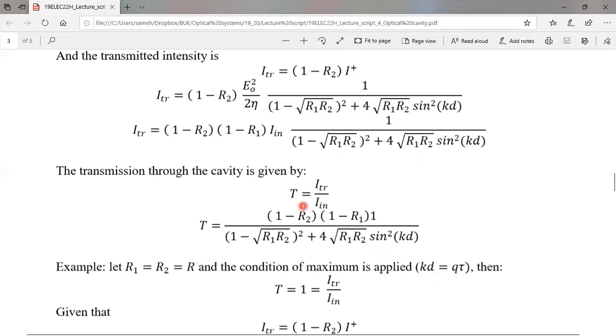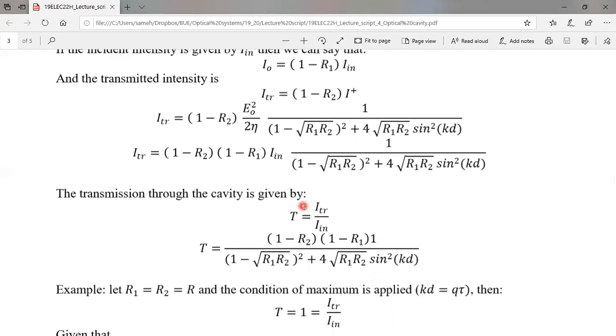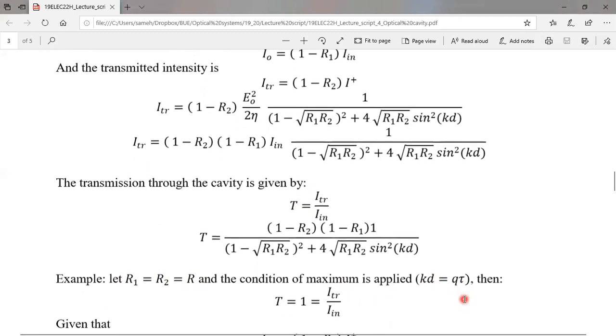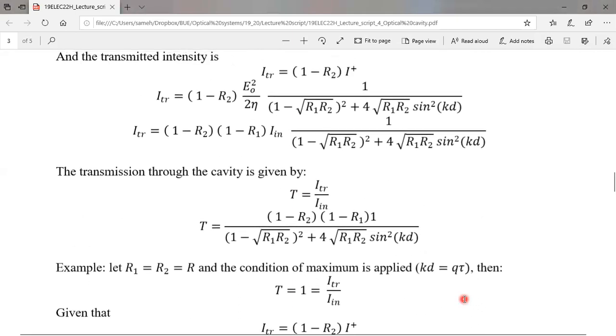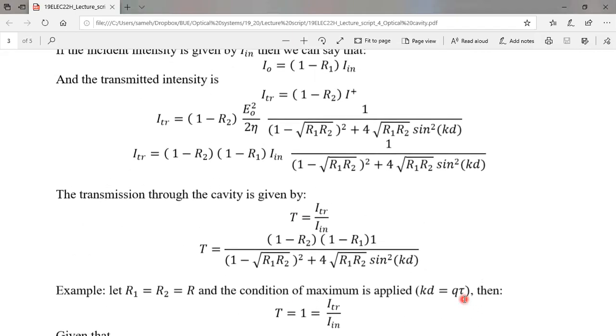So what are the conditions? Simply, if I gave you this equation and asked what the conditions are in order to make the transmission maximum, then you should have two conditions. First, the two mirrors should be symmetric, should be matched, should have the same R. Then k times d should be equal to q times pi. These are the conditions for a maximum transmission. Now, let's reach one of the very important points of this lecture.